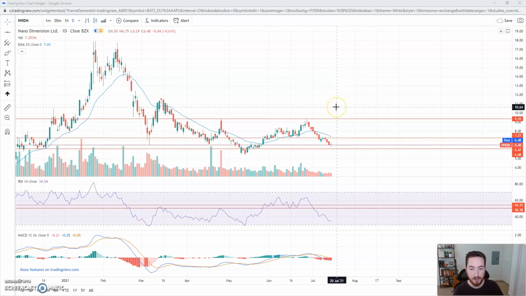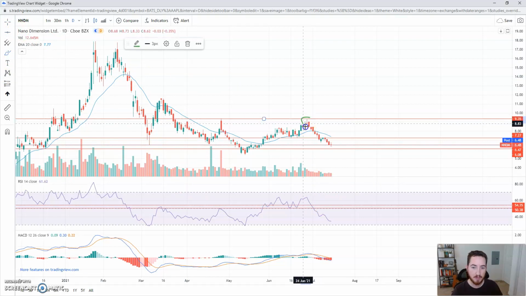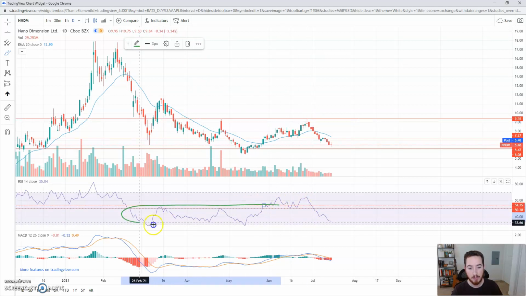Let's jump into things. So the first chart I want to look at is mostly looking at RSI and MACD. The first thing I want to call out is back at this peak, when we weren't able to break out, we moved back into negative momentum.